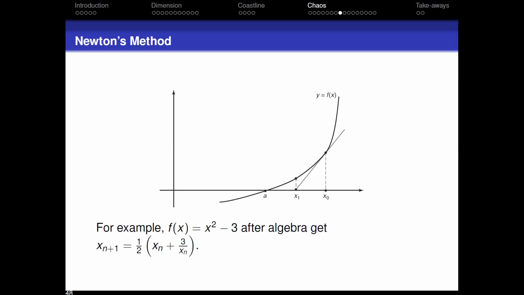If we happen to try this for x_n, what would happen if we put in x_n equals square root of 3? We get root 3 plus 3 over root 3. 3 over root 3 is root 3. Root 3 plus root 3 is 2 root 3. Divided by 2 is root 3. So if we are at the root, we stay at the root. That's good. So if you happen to hit the root, you stay there. And then the hope is that if you're not at the root, it moves you to the root.